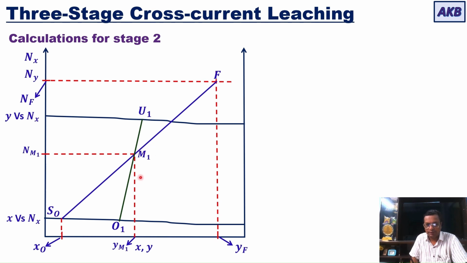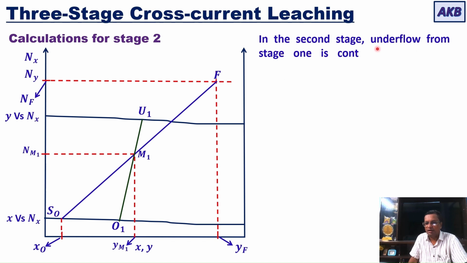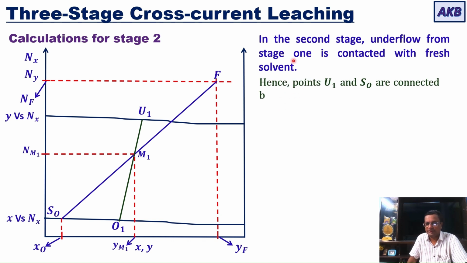So you have this equilibrium diagram where we had drawn the tie line for stage 1. Now for stage 2, the first thing is, in the second stage, what is done? Underflow from stage 1 is contacted with fresh solvent. So you have, since you are in the second stage, you are mixing underflow from stage 1 with fresh solvent. So how do you represent this operation on this diagram? You can connect points U1 and S0 with a straight line.